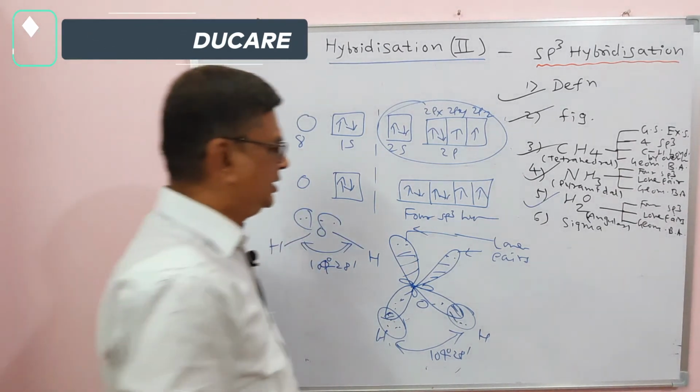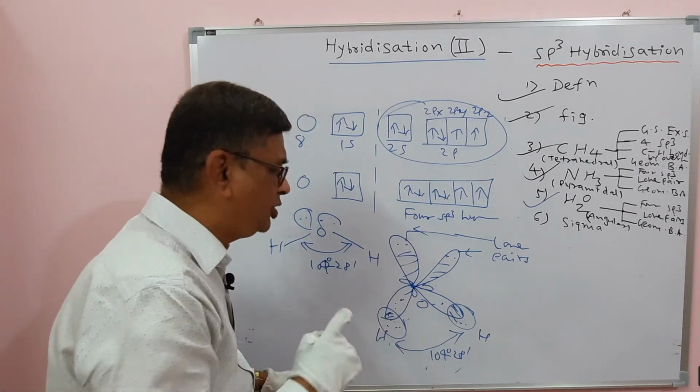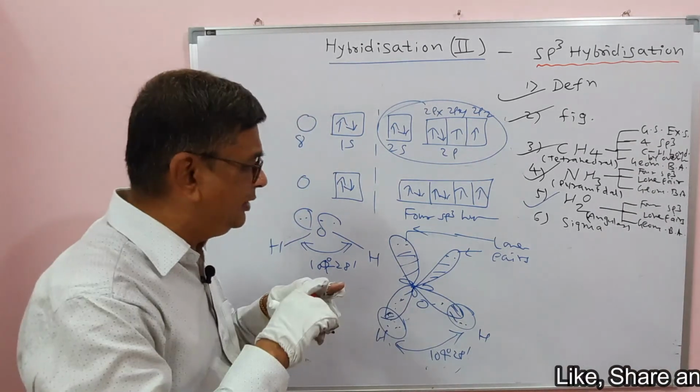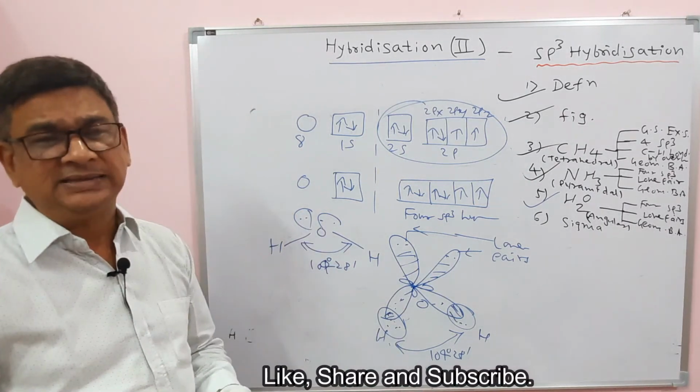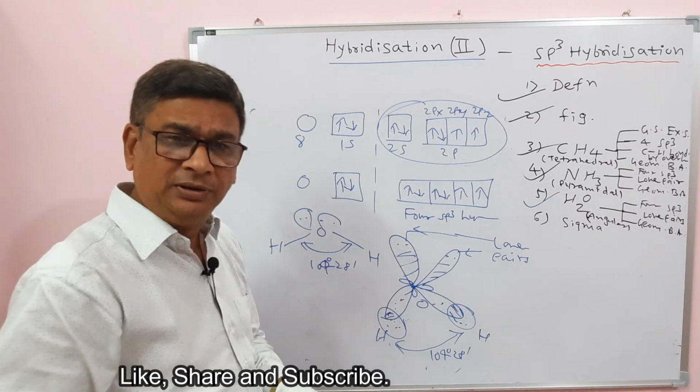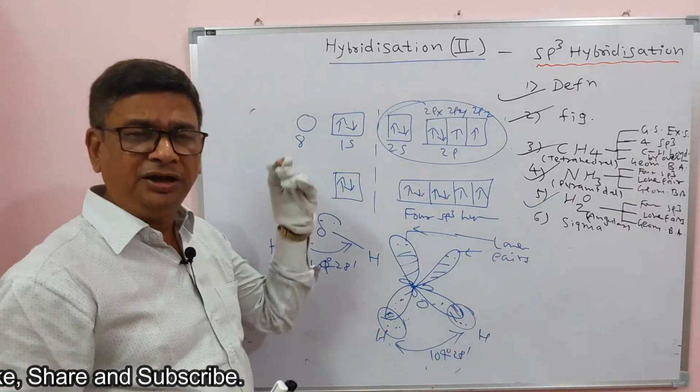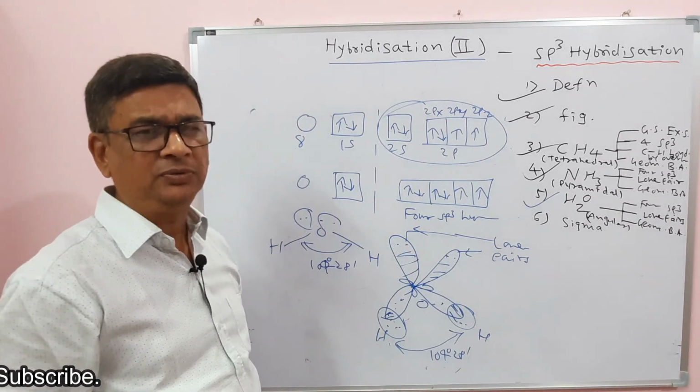So this is about how bonds are formed. All these bonds are sigma bonds. They are formed by coaxial overlapping. We will have a separate session on what is meant by sigma and pi bonds. That is it for sp3 hybridization. In the next session we will deal with sp2 hybridization. Okay.